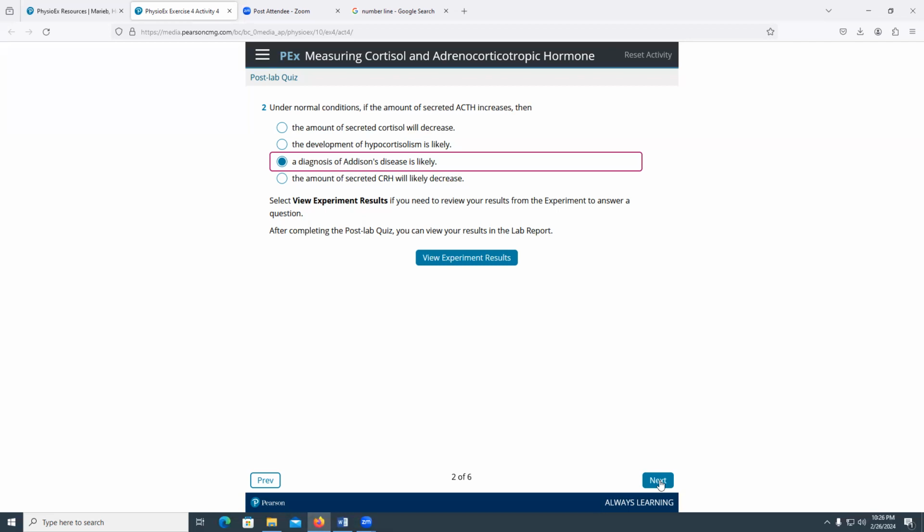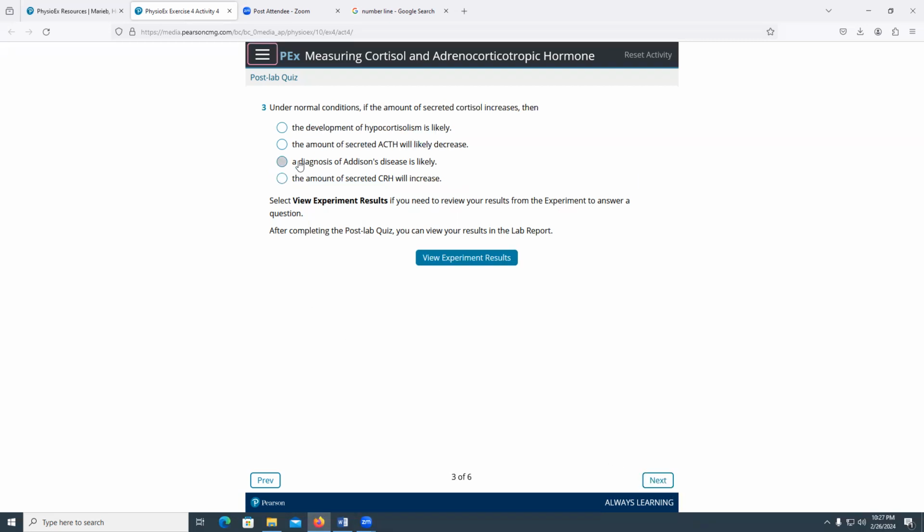Sorry. So if, where are we? Under normal conditions, if the amount of secreted ACTH increases, then cortisol will increase. No. The amount of secreted CRH will likely decrease. Yeah, because the ACTH will go up and inhibit, because that is the product of it. It will go up and negatively feedback and inhibit.